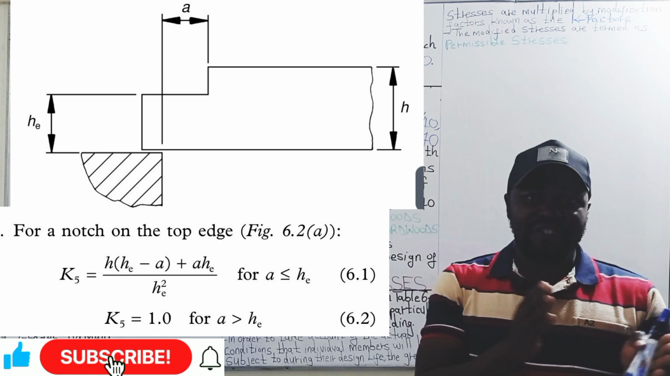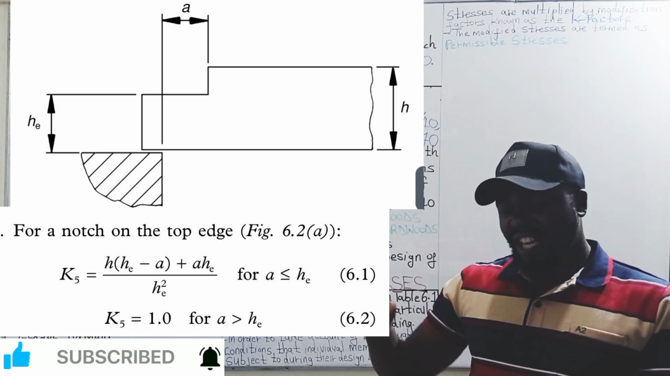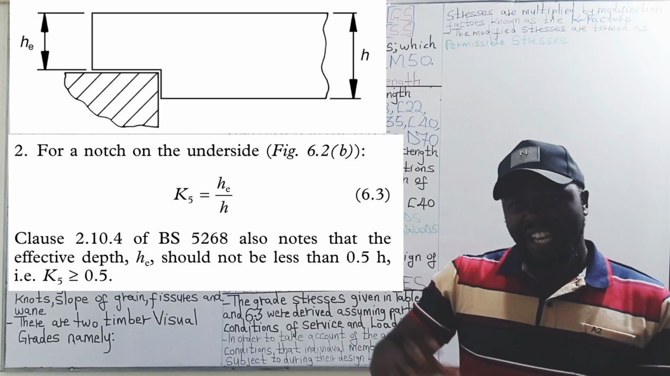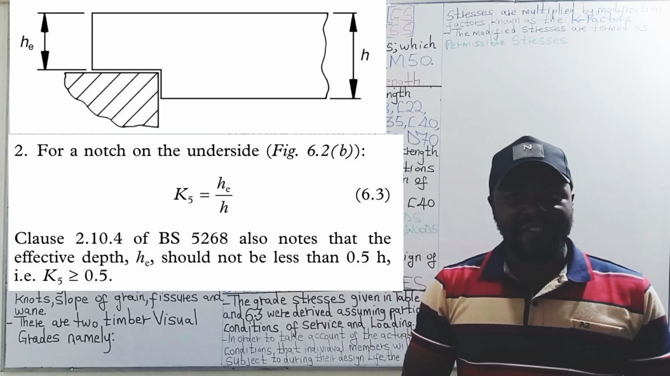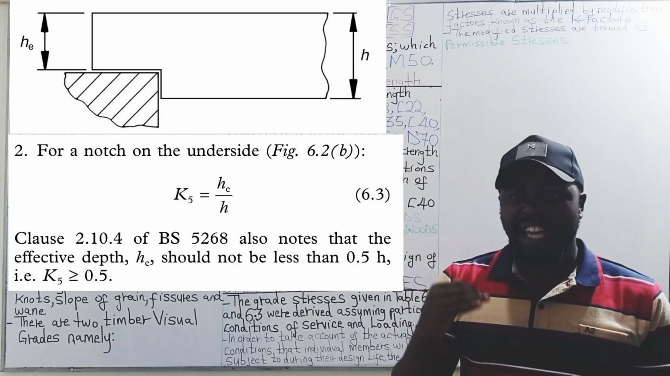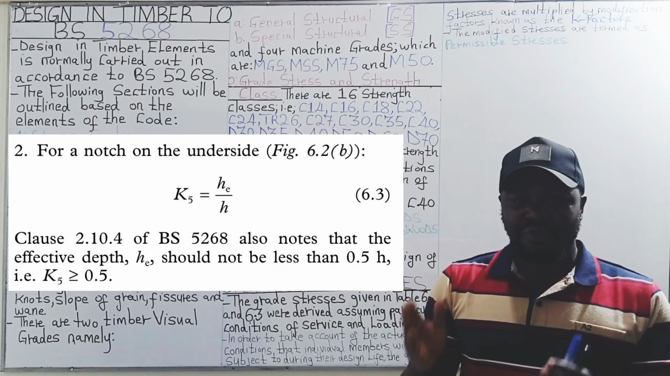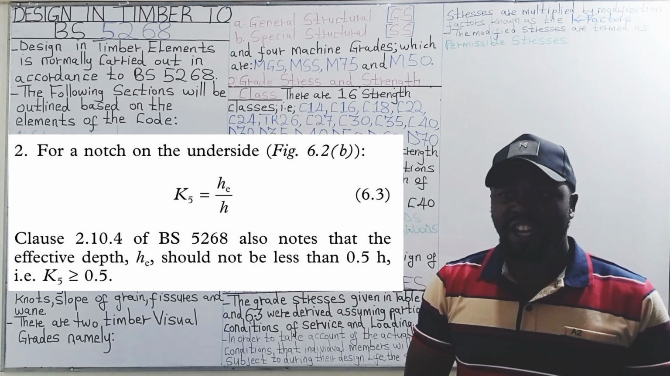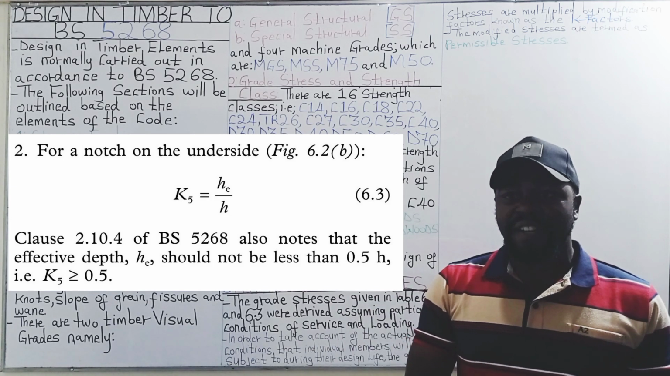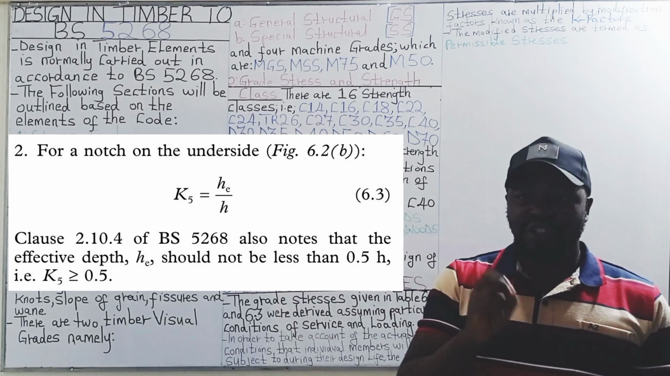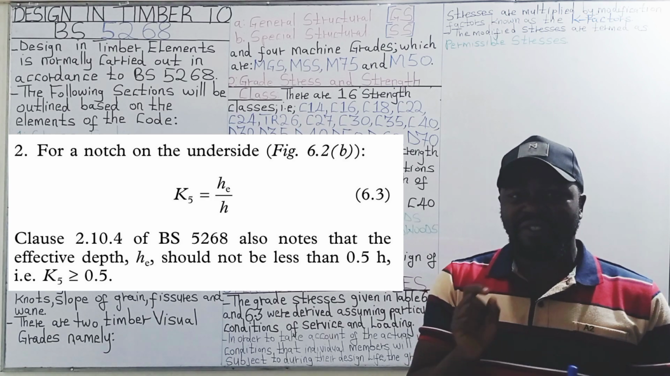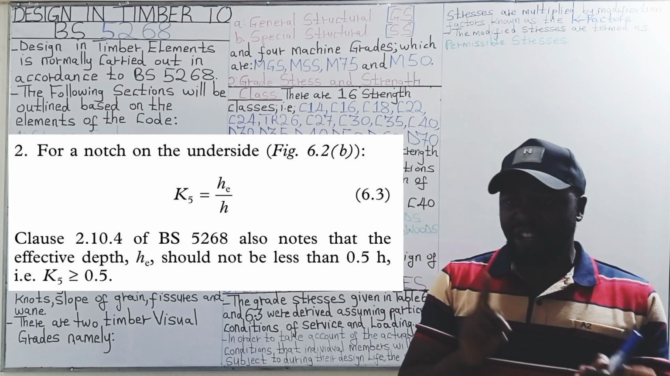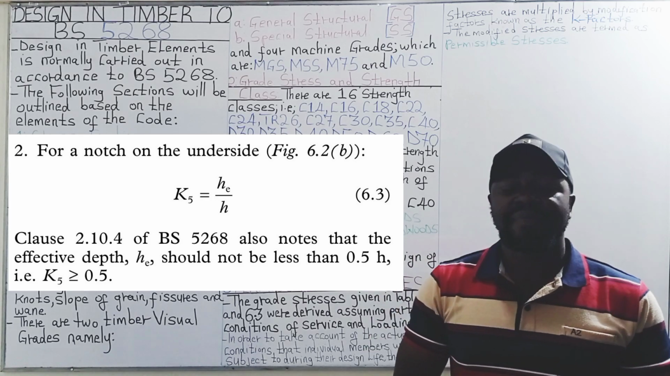For a notch on the top edge, the K5 is given as shown in that formula. And for a notch on the underside, the K5 is given by HE divided by H. Clause 2.10.4 of BS 5268 also notes that the effective depth, that is HE, should not be less than 0.5 H. That is, K5 should be greater than or equal to 0.5.